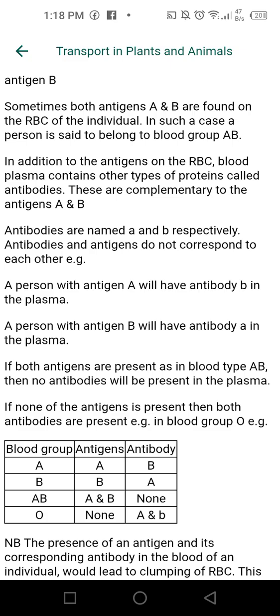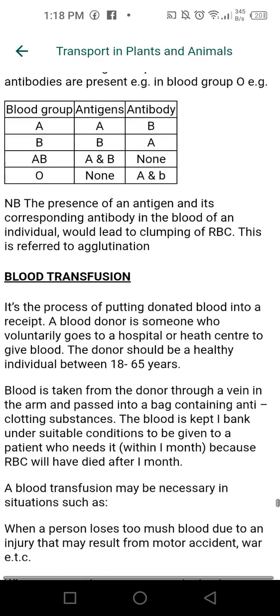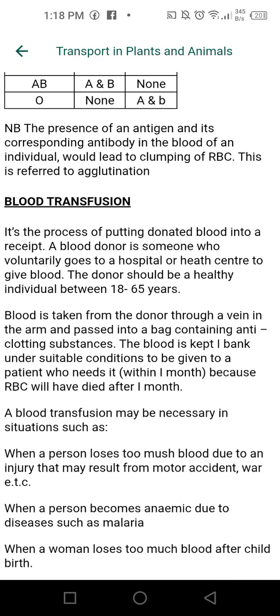NB. The presence of an antigen and its corresponding antibody in the blood of an individual would lead to clumping of RBC. This is referred to as agglutination.